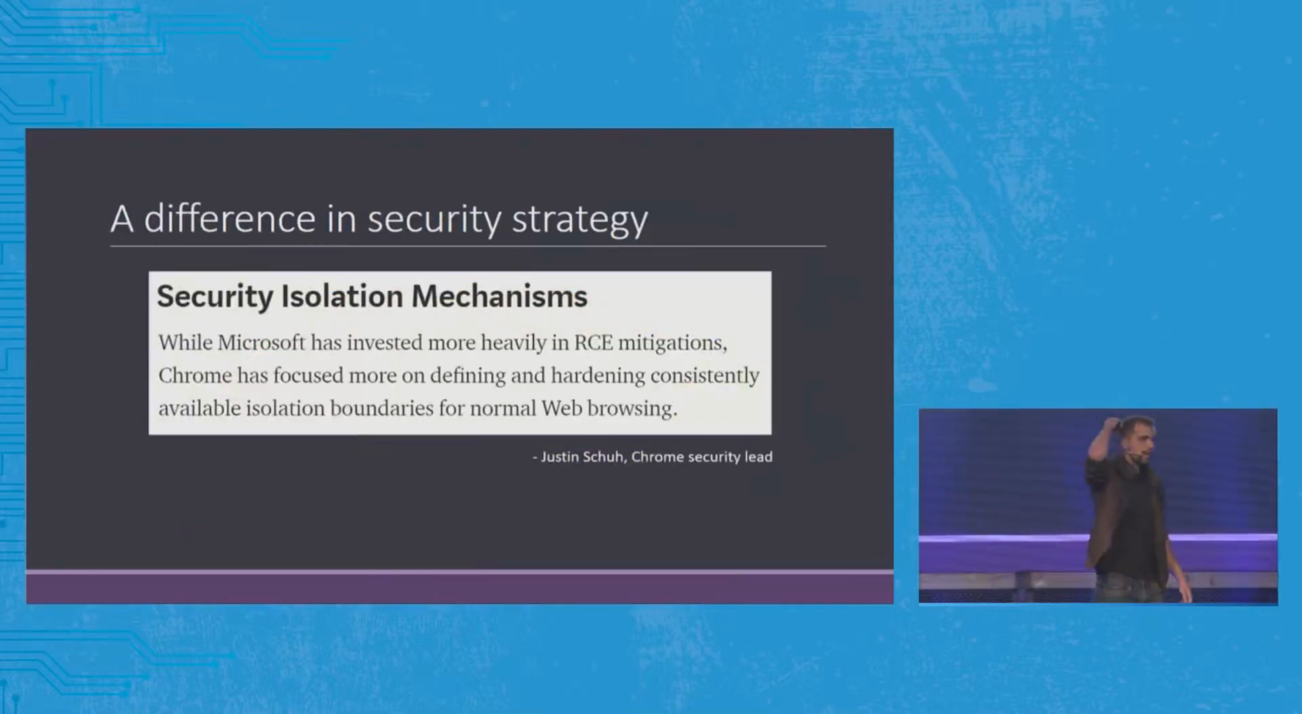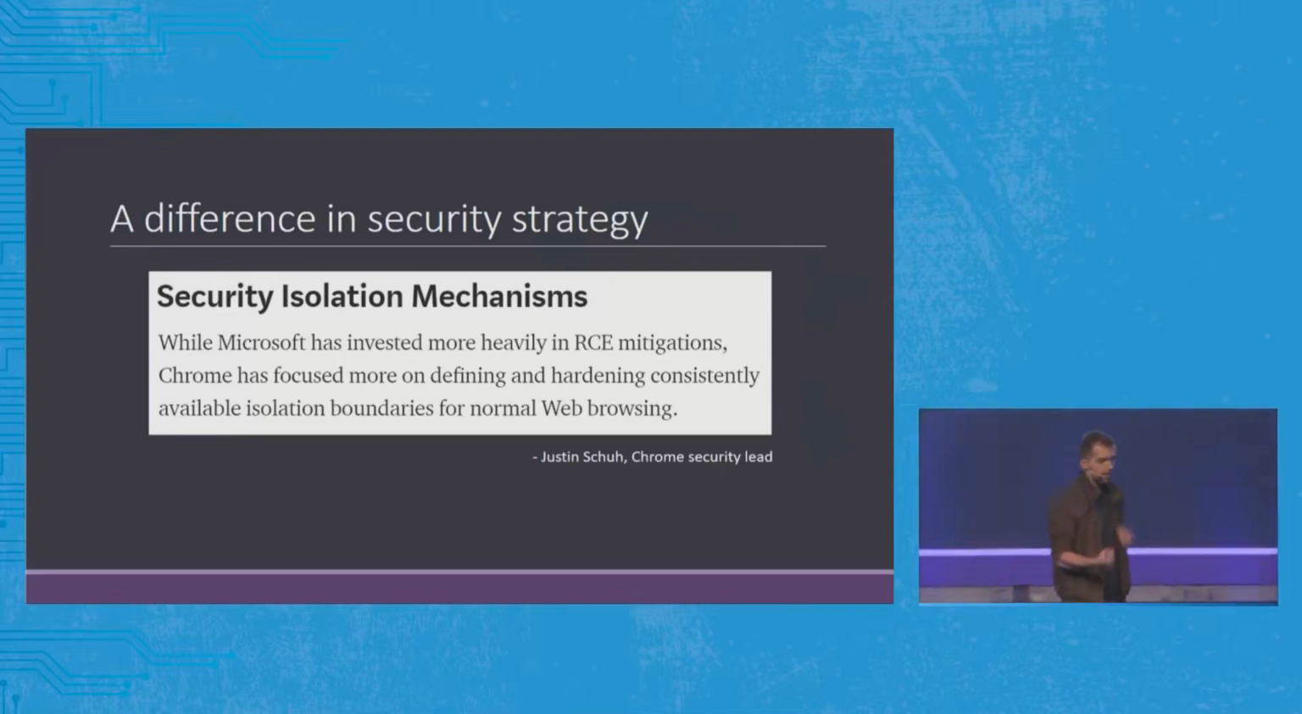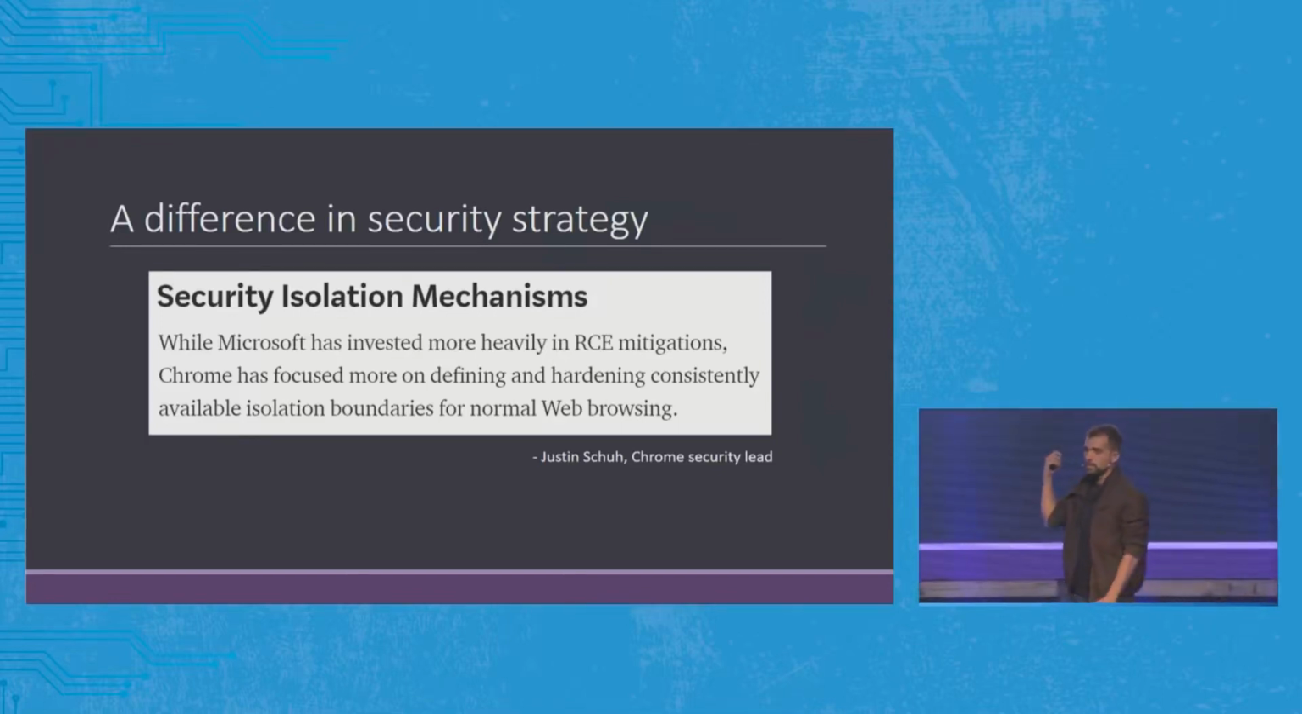So you might be wondering, why would I, as a Microsoft hacker, go hack Chrome? Well, it turns out that Chrome has a slightly different security strategy from our own browser, which you might have heard of. It's called Edge. And I'm not the one saying that, right? This is Justin from the Google Chrome security team saying, almost word for word, that Chrome is investing very heavily into isolation, whereas Microsoft has been making much heavier investments into RCE mitigations.